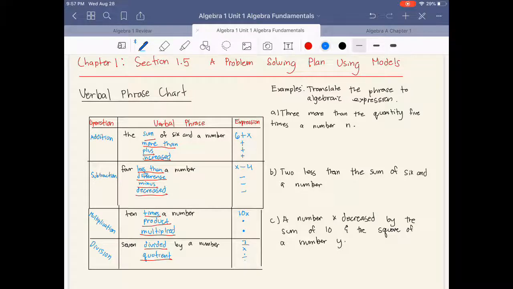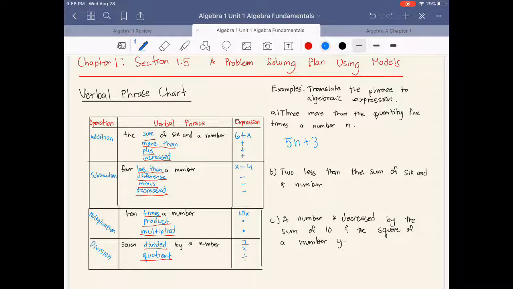3 more than a number. You have to read it really carefully and make sense of it if you want to change it to number form. So 3 more than the quantity 5 times a number n. That's going to be 5 times a number n, meaning they multiply, and then more than 3. 3 more than that quantity, 5 times the number n. This is how you rewrite it in number form. Now, go ahead and go to the next problem.